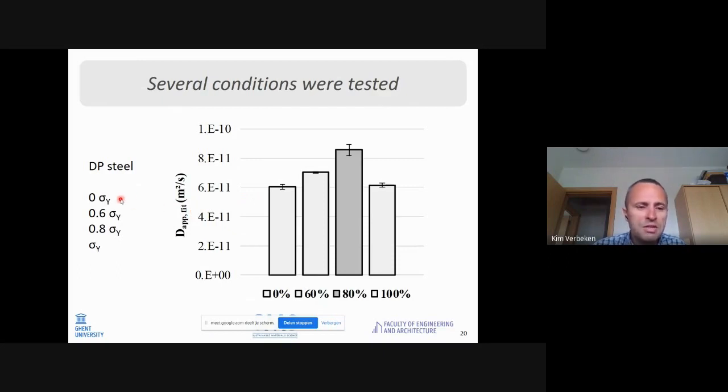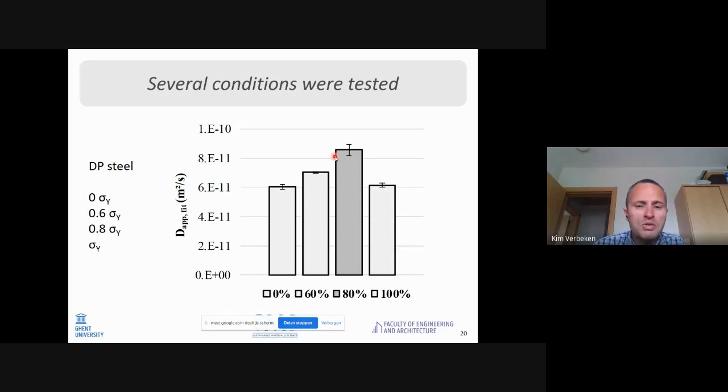So you have here the 0% of the yield strength, which means it's an unstressed specimen. And then we put certain amounts of stress on the material, 60%, 80% of the yield strength, and here we go up to yield strength. So you see here that when we increase the elastic stresses, at that moment diffusion goes faster.